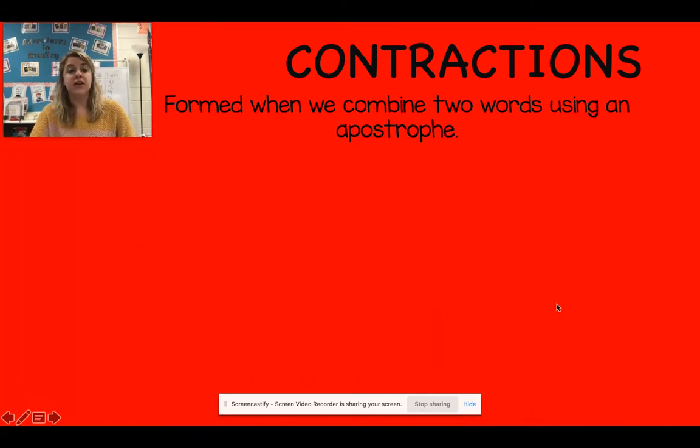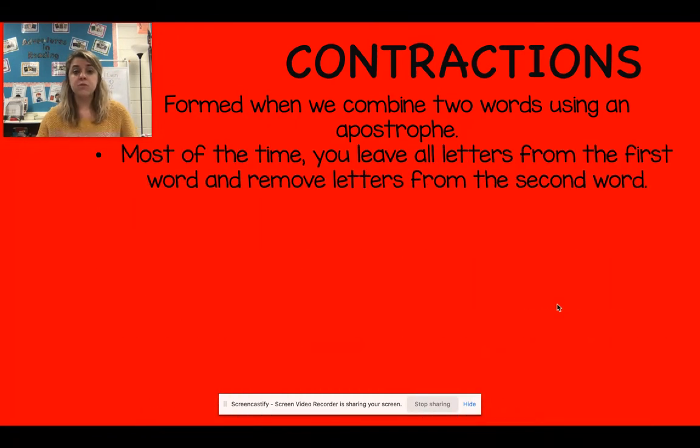We know that contractions are formed when we combine two words using an apostrophe. And that apostrophe goes where the letters are that we take out. Most of the time when we're making contractions, we leave all the letters from the first word in the contraction and we remove one or two letters from the second word. And remember that apostrophe has to go where those missing letters were. Okay? So, let's review our contractions that we talked about yesterday.